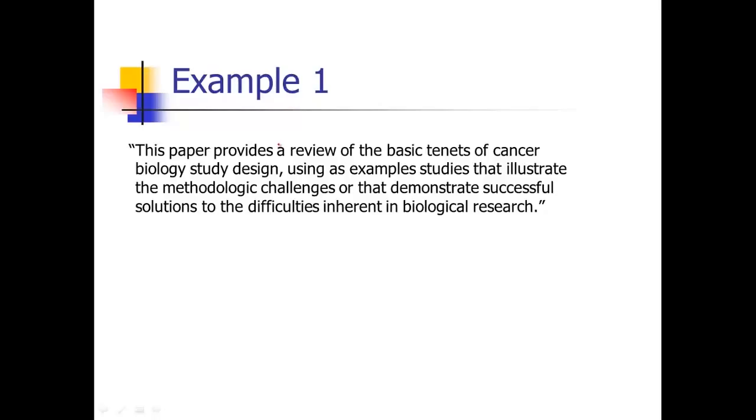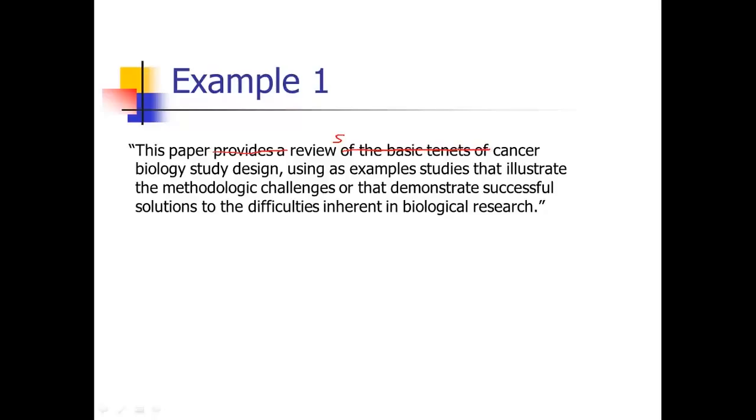So, this paper provides a review of. Well, that's a long way to say this paper reviews, right? This is an instance where we've taken a nice spunky verb, review, and it's been turned into a boring noun, a review, and also paired with a boring verb, provides. So we can just change it to this paper reviews. Then we get to of the basic tenets of cancer biology study design. Well, of the basic tenets doesn't really add much for the reader. It's so vague that it doesn't really help the reader understand what you're trying to say. So we can just get rid of basic tenets.